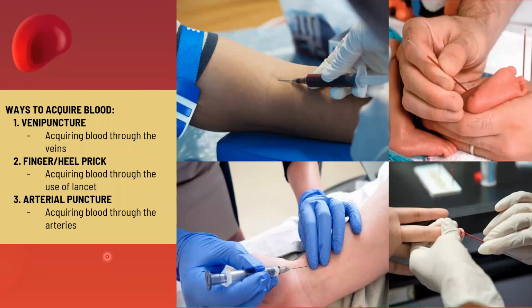Here are the different ways to acquire blood. First is through venipuncture, which is acquiring blood through the veins, like this in the picture. Finger or heel prick, acquiring blood through the use of a lancet. Here is a heel prick and a finger prick. And arterial puncture, acquiring blood through the arteries. Here you could see that the one collecting blood feels for the radial pulse and collects blood through the radial pulse.